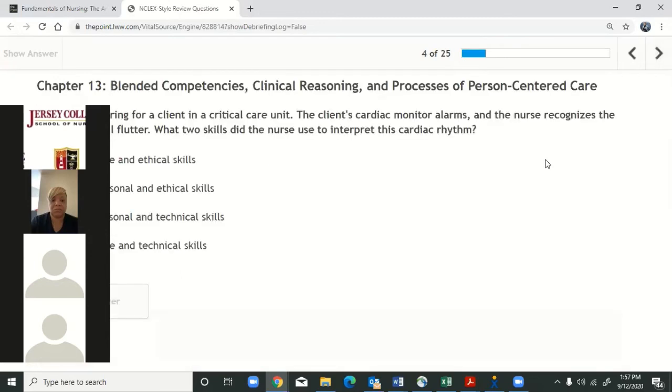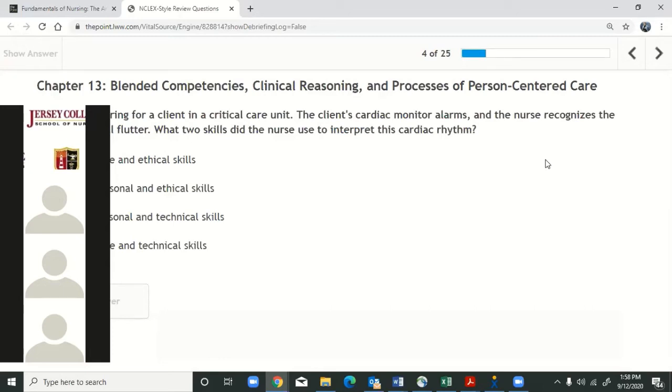The nurse is caring for a client in a critical care unit. The cardiac monitor alarms. The nurse recognizes the rhythm as A flutter. What two skills did the nurse use to interpret the cardiac rhythm? D? Cognitive and technical. Yeah, I agree.